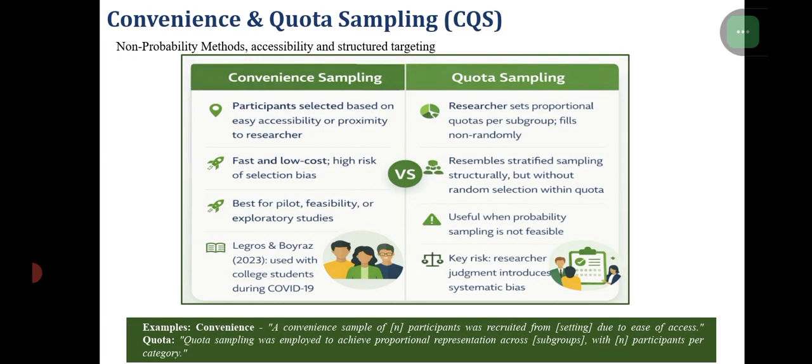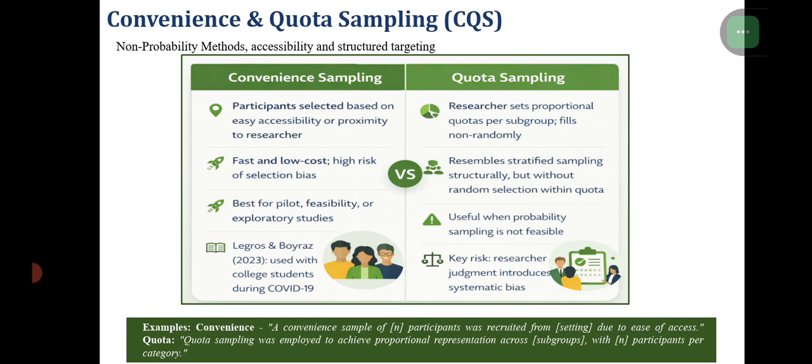The next is convenience and quota sampling. Convenience and quota sampling is a non-probability sampling technique. Again, it is non-probability. We are done with the probability sampling techniques, so now we are talking about non-probability sampling techniques.